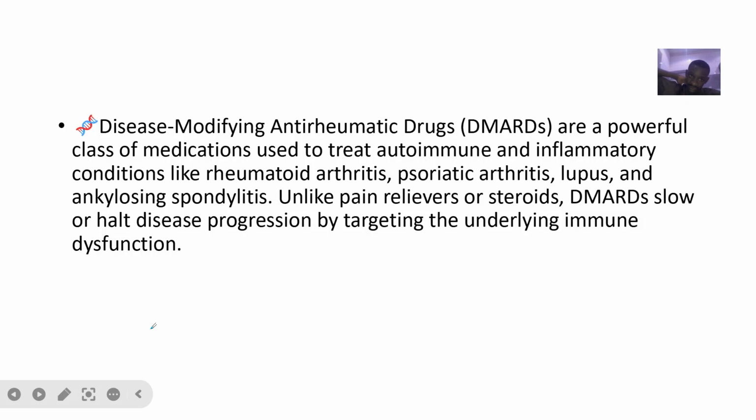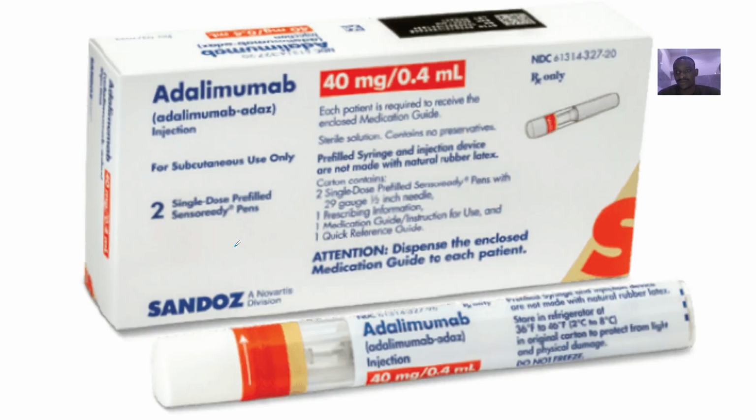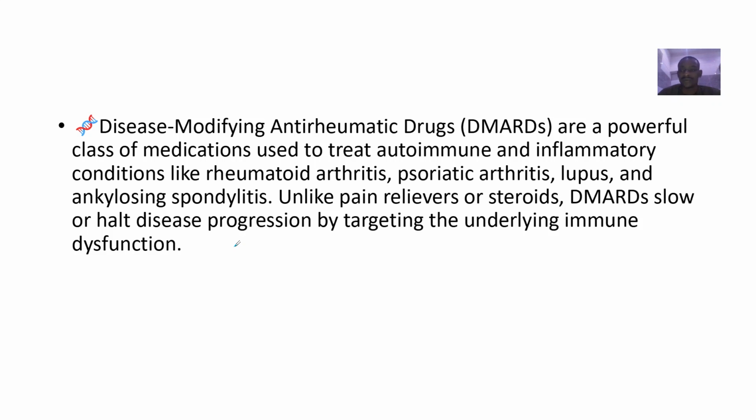Okay. So for the disease-modifying anti-rheumatic drugs, just so you know, they're actually a powerful class of medication, right? So they are used to treat what? Autoimmune and also inflammatory conditions. So any condition that is making your joints become inflamed: rheumatoid arthritis, psoriatic arthritis, lupus erythematosus, ankylosing spondylitis, all those inflammatory conditions, right? Unlike pain relievers or steroids, these DMARDs slow or completely stop disease progression. Do you understand? So you might feel they are similar to steroids and non-steroidal anti-inflammatory drugs, but they are quite different in the way they act.